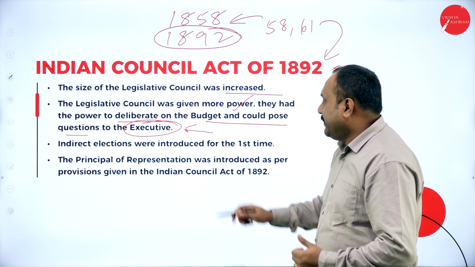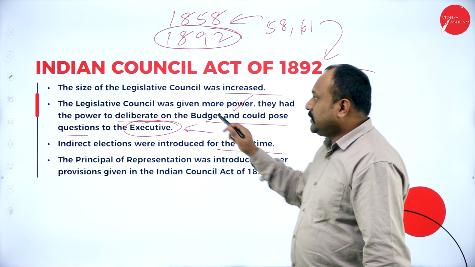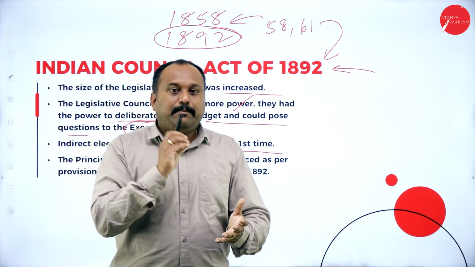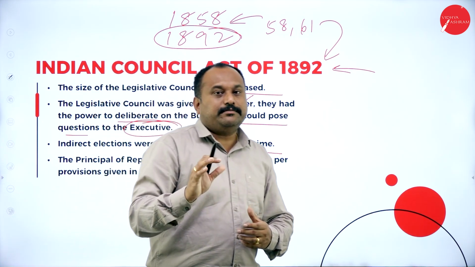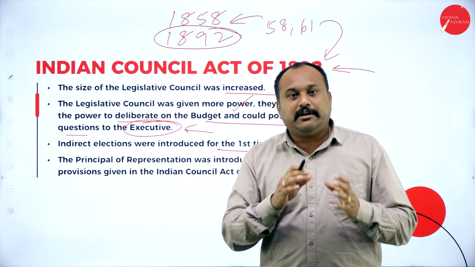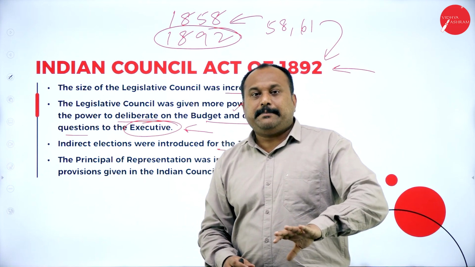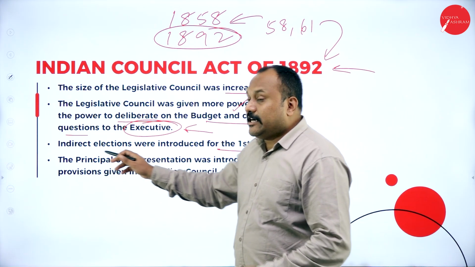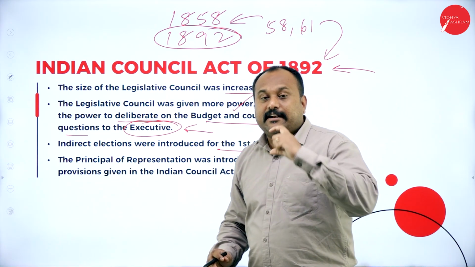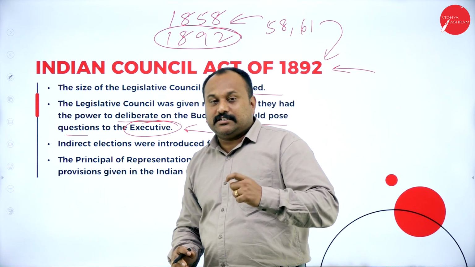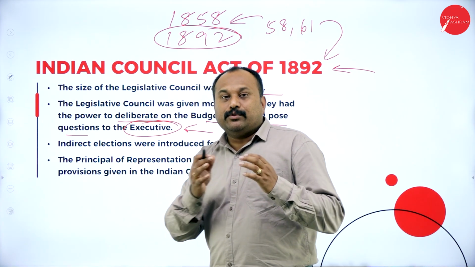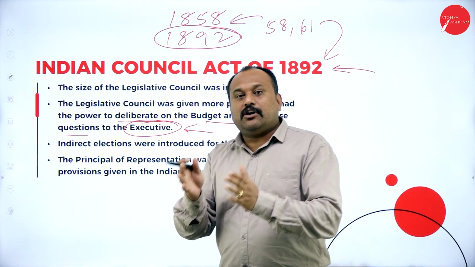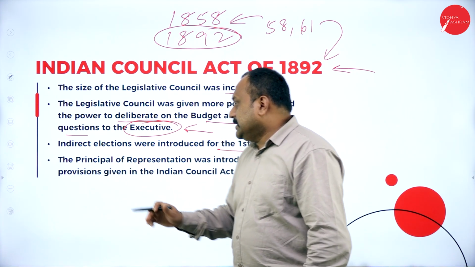Indirect elections were introduced for the first time. So till now, elections were not there. It was only appointment by the British government. So anybody who favored the British government was a non-official member, right? Now what happened? It is not direct election. It is again indirect election. Here also, for the nominations which were filed, whoever was on good terms with the Britishers was supposed to file the nomination.